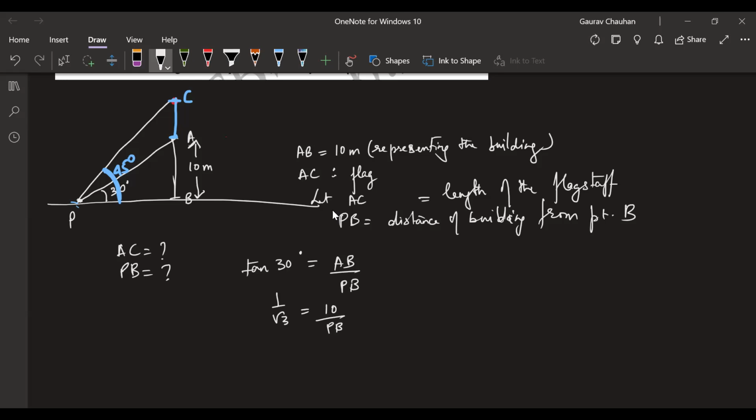Actually, there should be one more step before this: tan of angle APB, that's what we're talking about, no? AB by PB. That becomes tan 30. Sorry, I did not write this properly. Let me write that properly here.